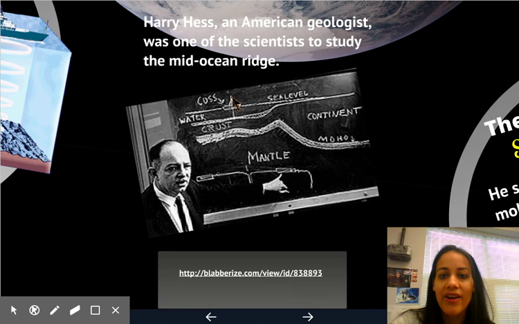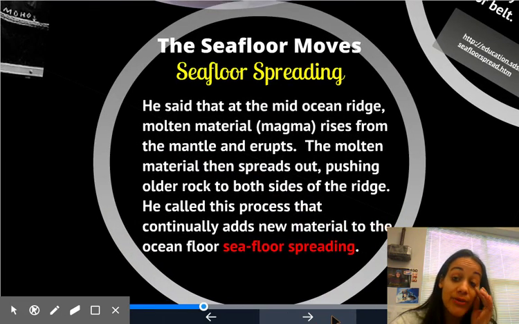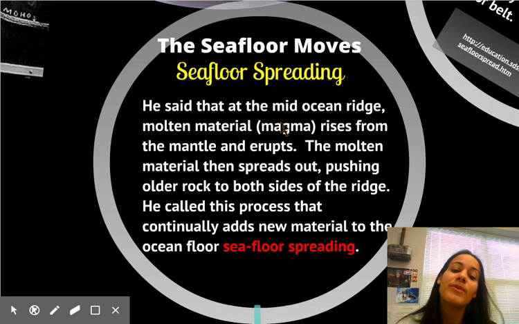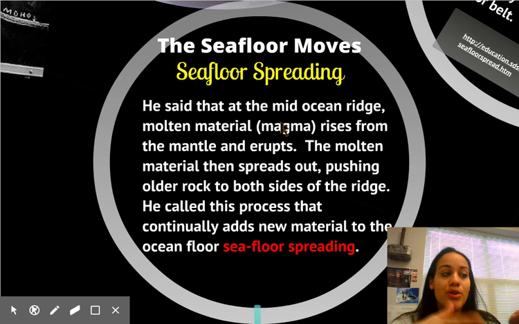Harry Hess was a geologist who started to study the mid-ocean ridge. He said that at the mid-ocean ridge, molten material known as magma rises from the mantle and then erupts. The molten material then spreads out and pushes aside the older rocks that are already there, so new ocean floor is made. He called this process seafloor spreading.